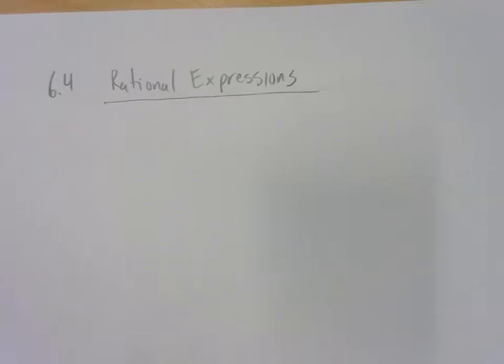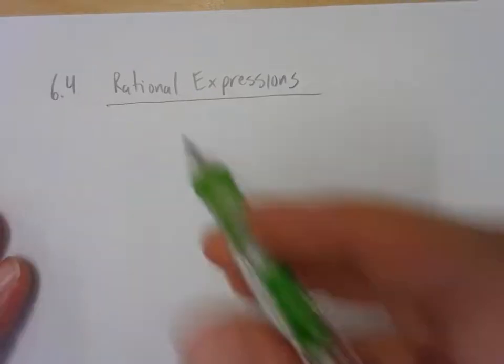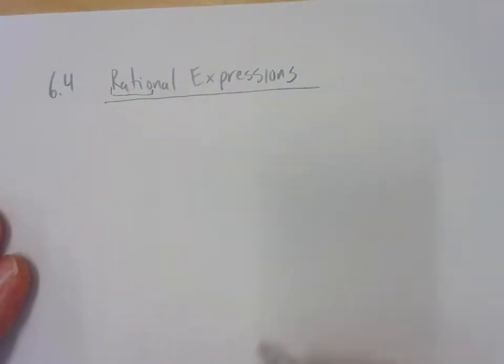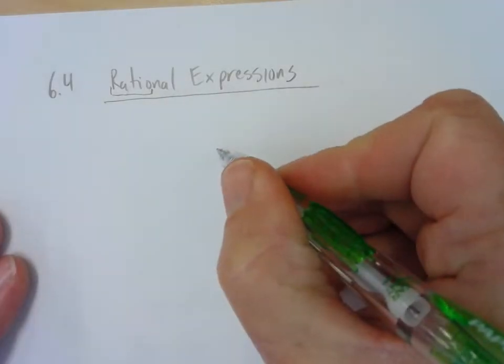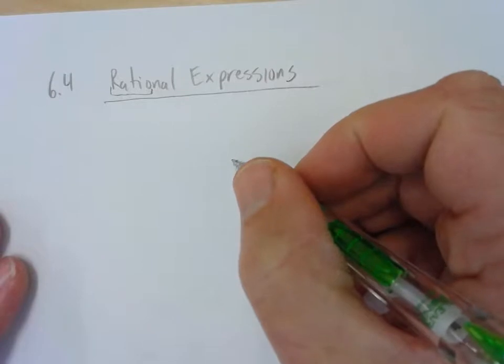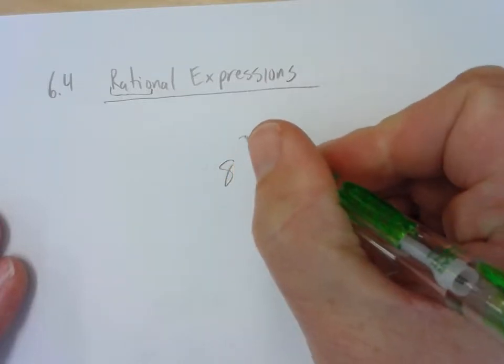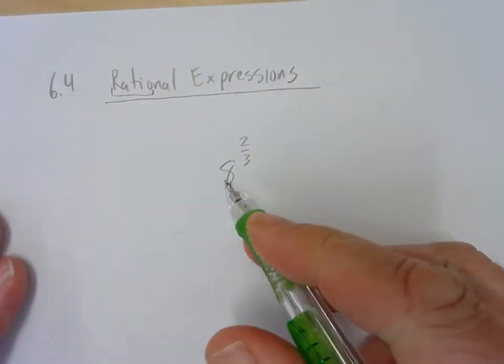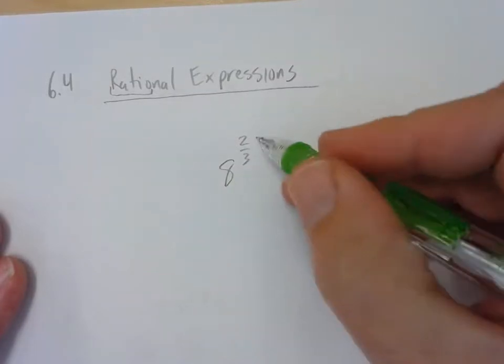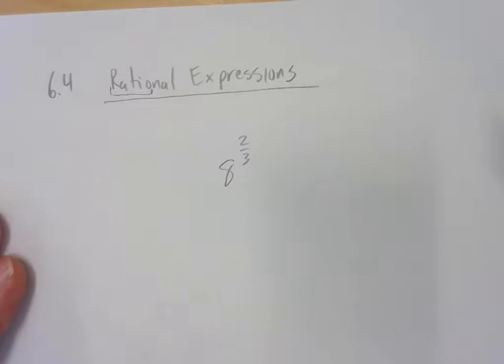All right, welcome to section 6.4. The name of this section is Rational Expressions. Notice the word rational has the word ratio in it. So the first example here, and what does this all mean, is kind of right here in this next 30 seconds. It's 8 to the 2/3 power. So instead of 8 squared or 8 cubed or 8 whatever, it's to an exponent, which is 2/3.